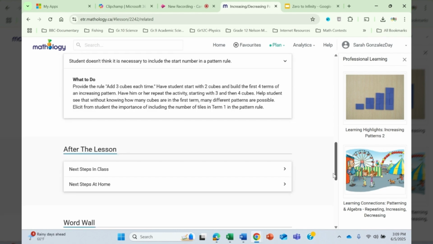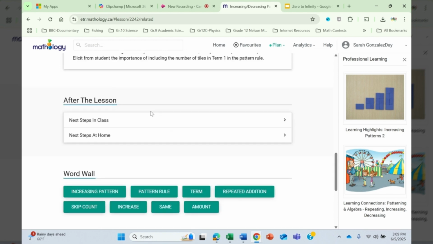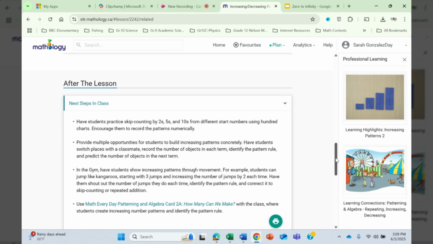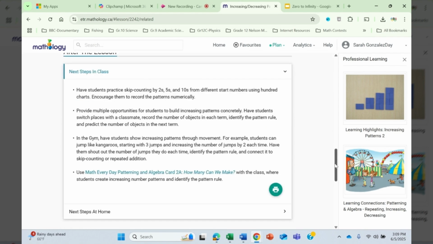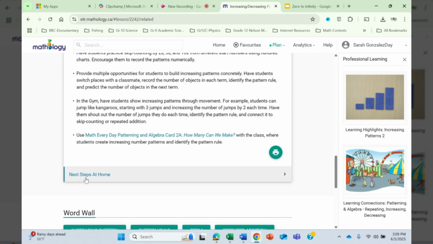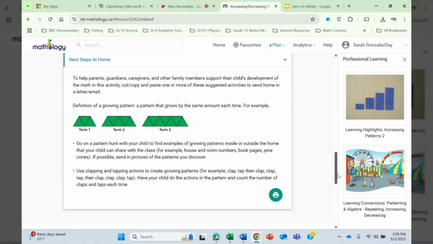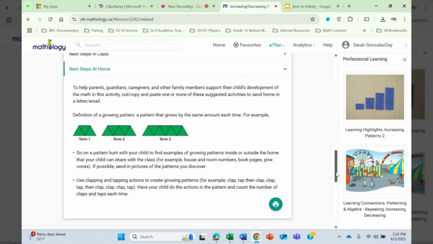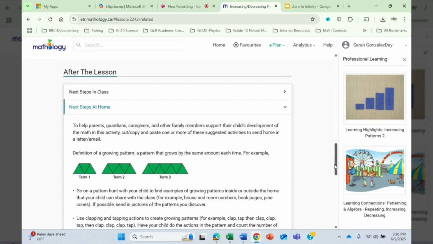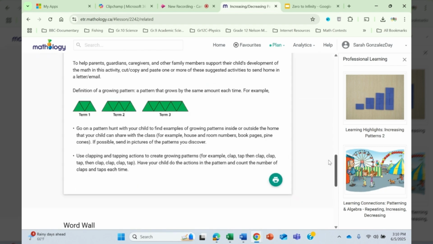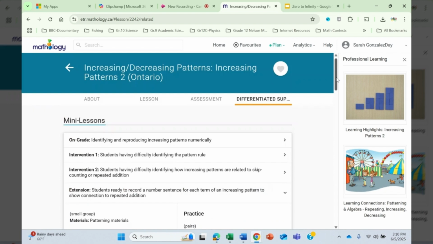And then after the lesson, there's activities to do in class and activities to do at home. So these are some things you could do if you have time at the end of class that day, or maybe something you do tomorrow in class. And then there's some things that students can do at home to extend their learning as well. So you might want to pop some of these into your monthly or weekly newsletter for students to do at home with their parents. All right, I'm going to pass it back to Gianluca to wrap things up here.